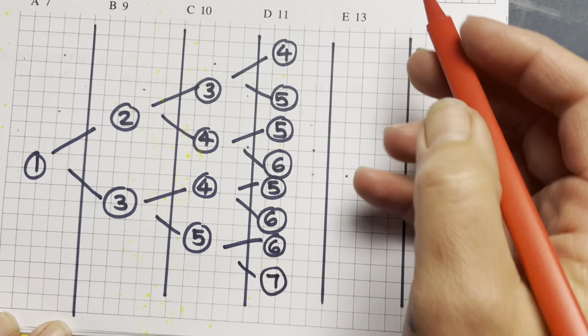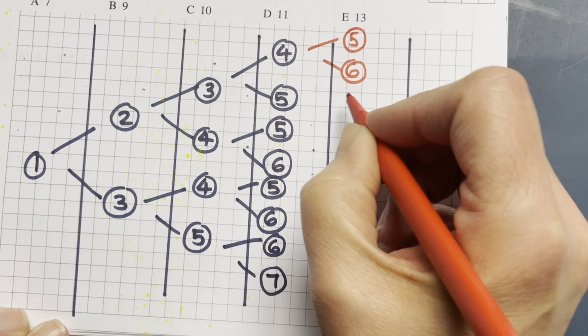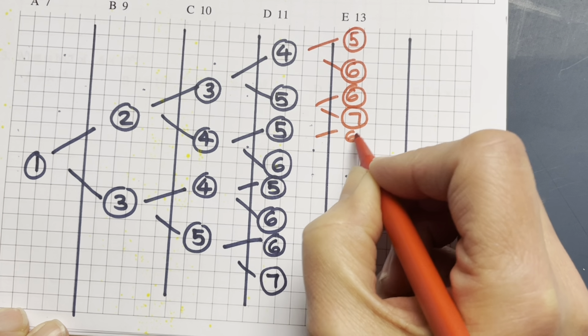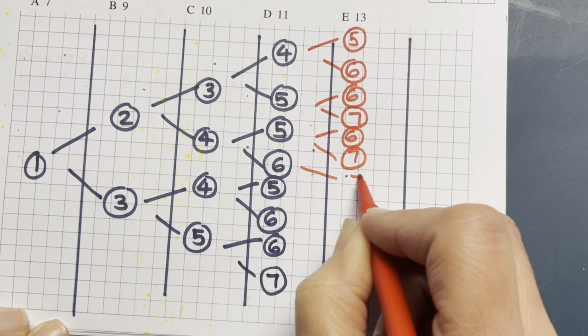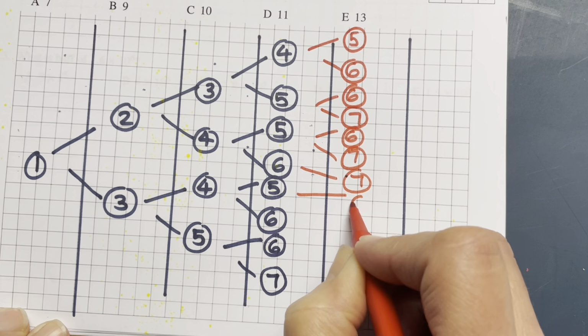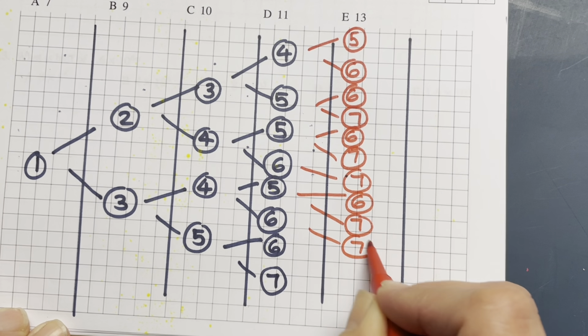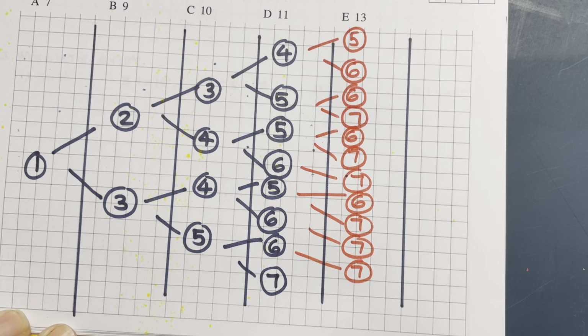Right, so I'm up here. From 4, I can go to 5 or 6. From 5, I can go to 6 or 7. From 6, I can only go to 7. From this 5, I can go to 6 or 7. This 6, I can only go to 7. This 6, I can only go to 7. And obviously, I've stopped here.